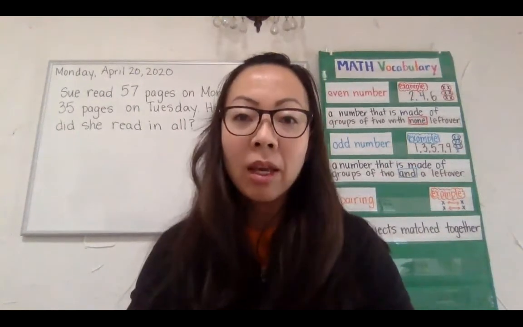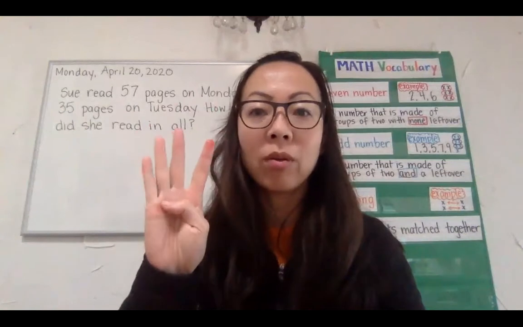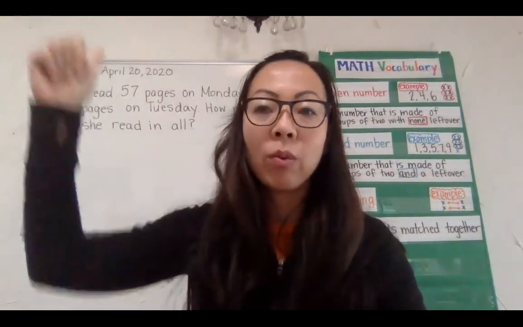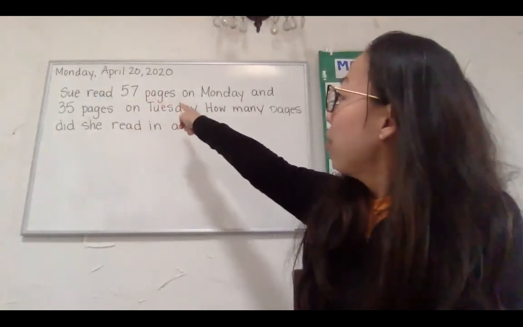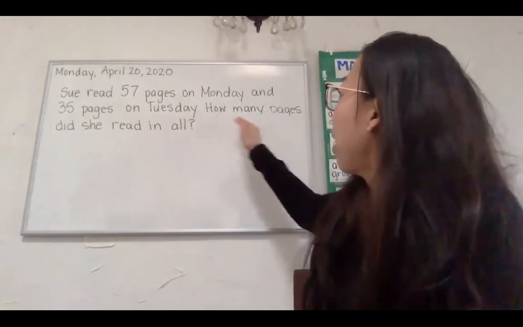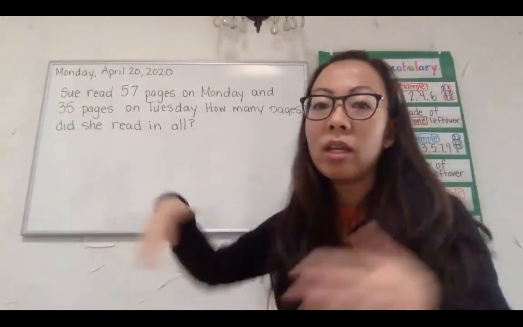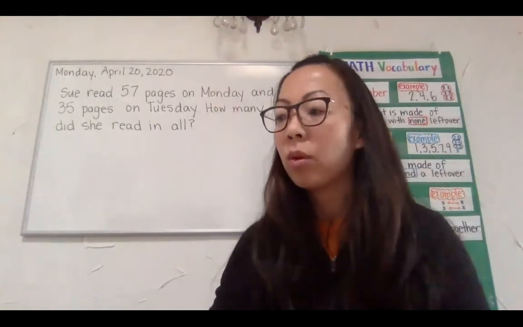Okay. Let's jump into our problem of the day. We know we have 4 jobs to do when we're working with a word problem. Job number 1, we better read the problem. Let's get to it. Sue read 57 pages on Monday and 35 pages on Tuesday. How many pages did she read in all? All right, job number 1. Check, done. We read it.